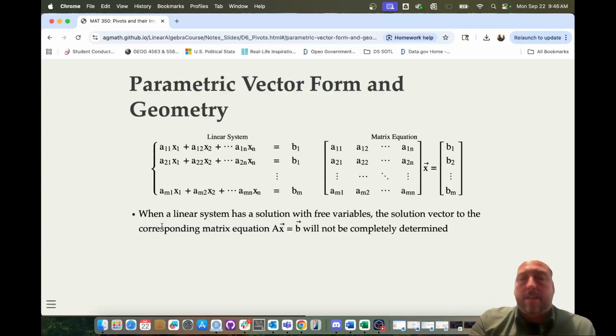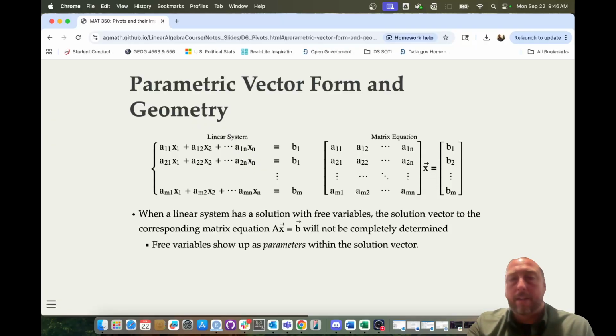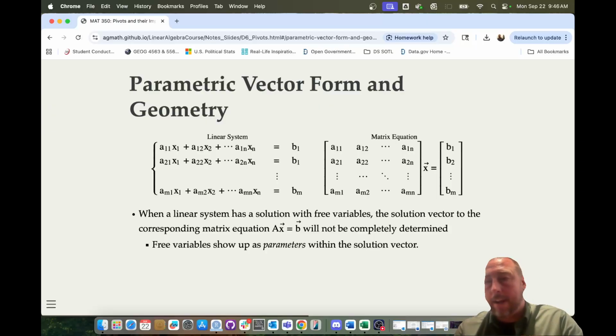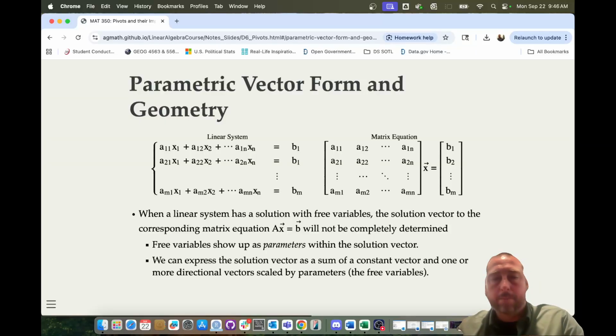When a linear system has a solution with free variables, the solution vector to the matrix equation here won't be completely determined. It's going to have free variables associated with it. Free variables are going to show up here, though, as parameters inside of the solution vector. They're going to be quantities that we're going to say, hey, this is a placeholder. It can change. It can take on any value we'd like it to take on.